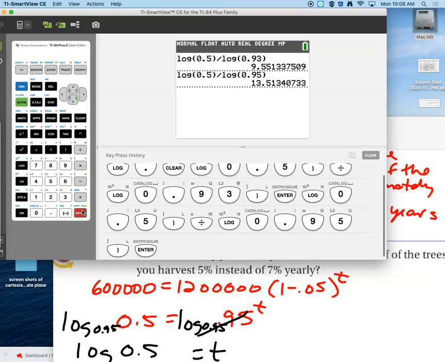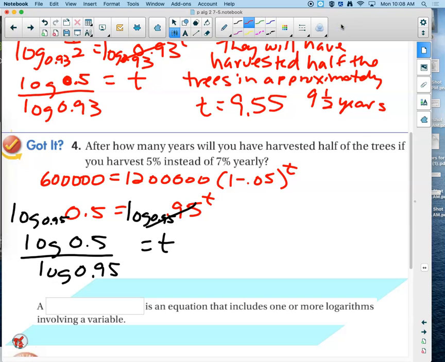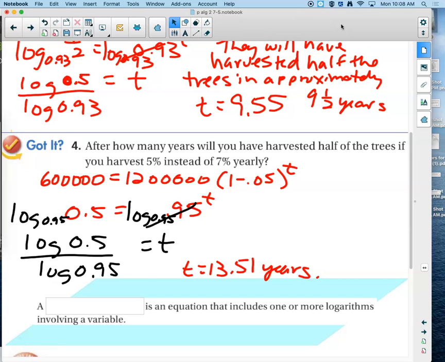13.5 years, 13.51, and if we wrote our little sentence again, we'd say about 13.5 years.